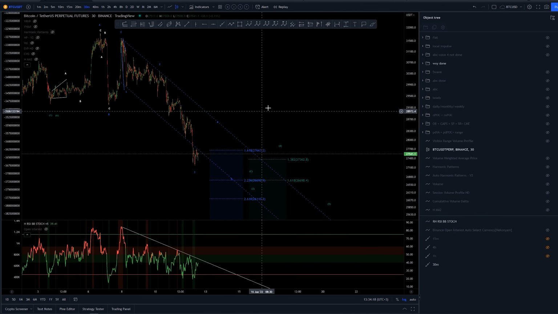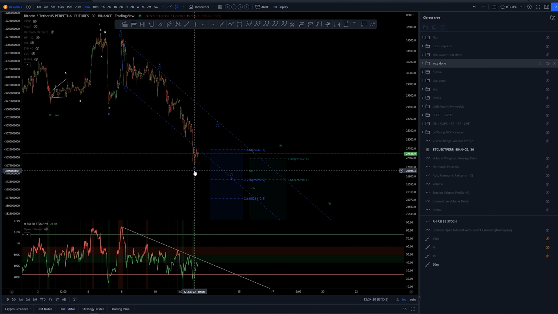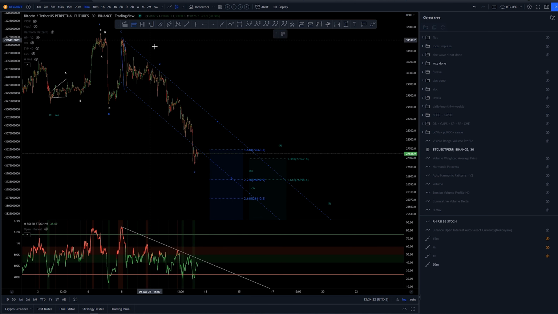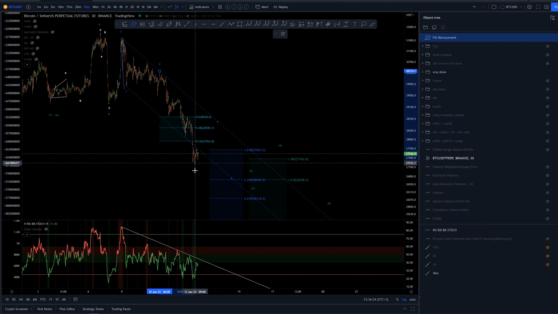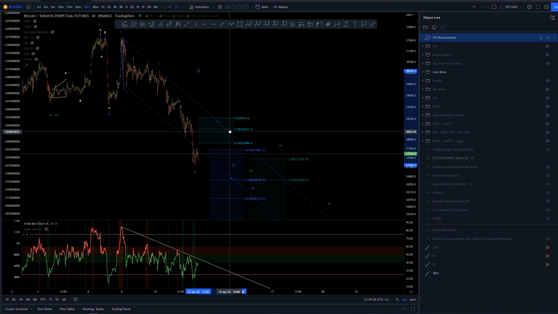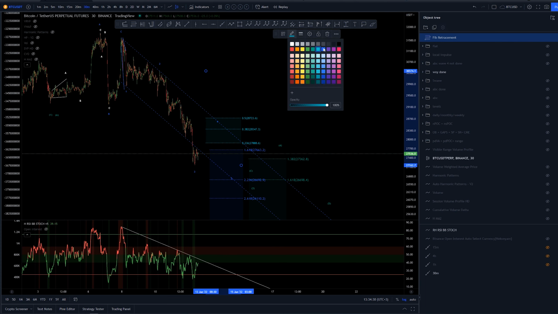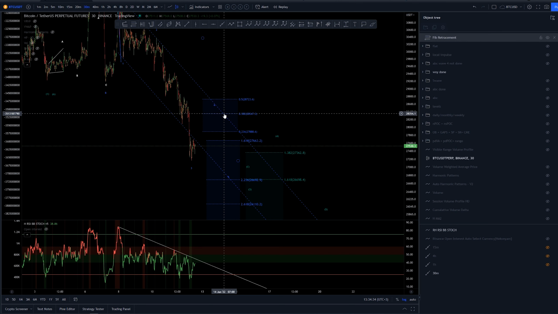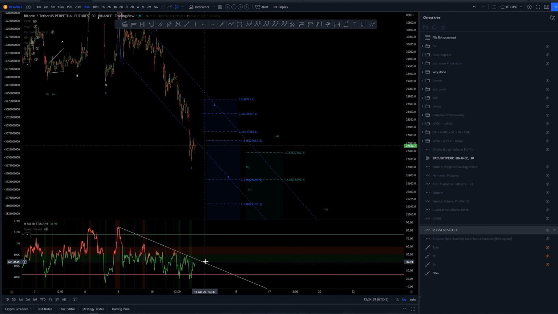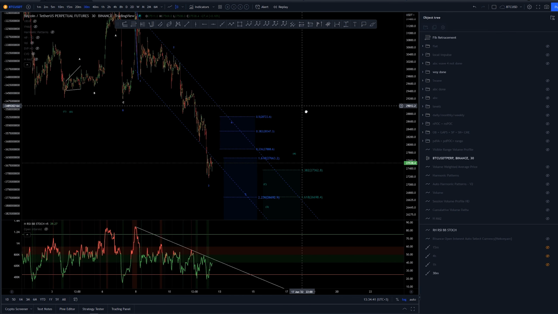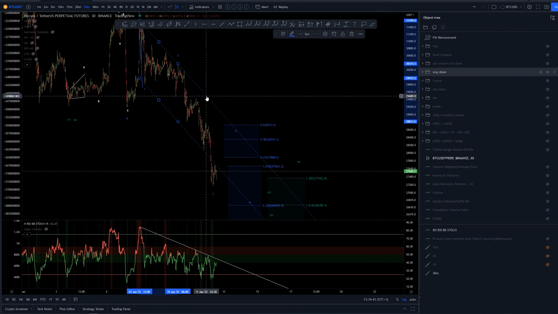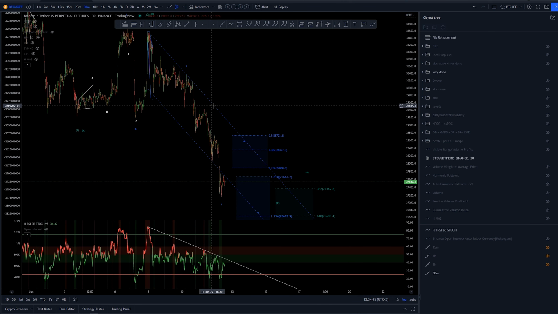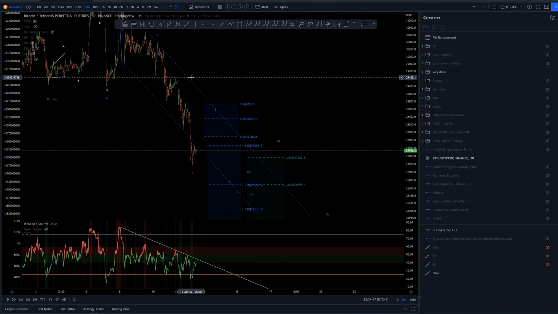For wave 4, if this wave 3 is completed here, we would expect a 38.2 retracement here, and a time target here as well. So we could be looking at the 14th of June, so that would be Tuesday, right? At that point again, we would be around this trend line, the parallel channel of this pivot here.